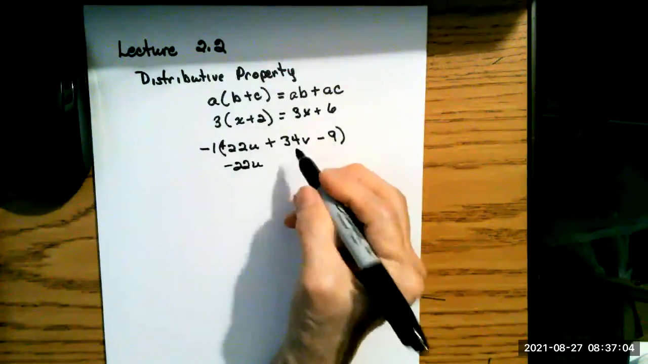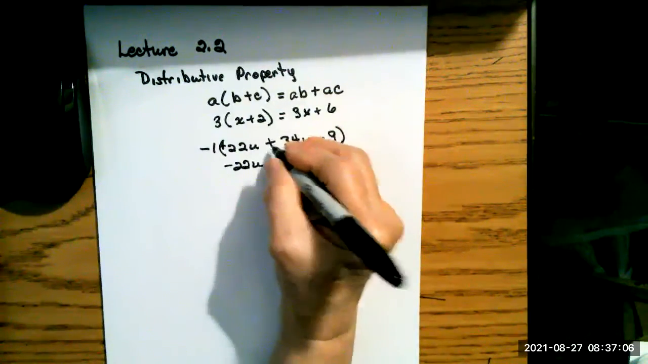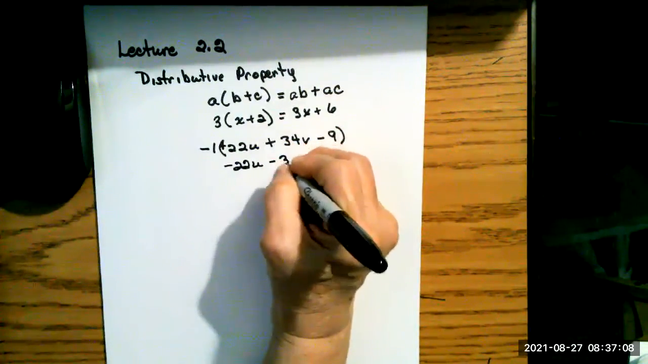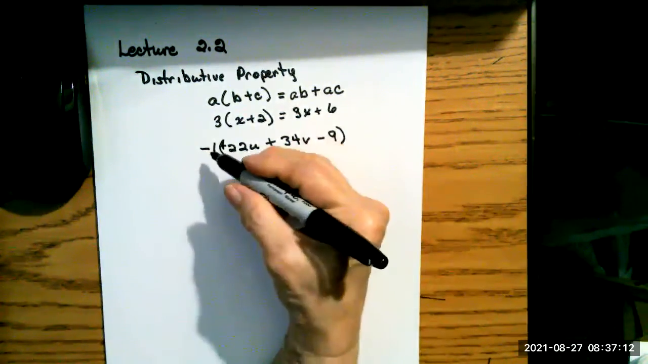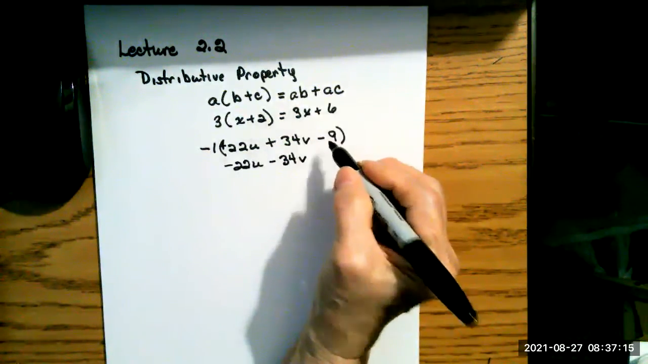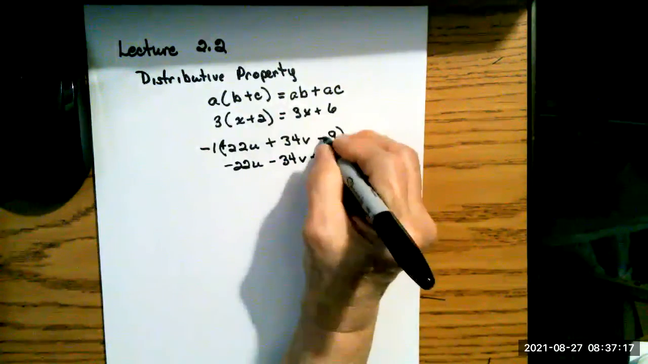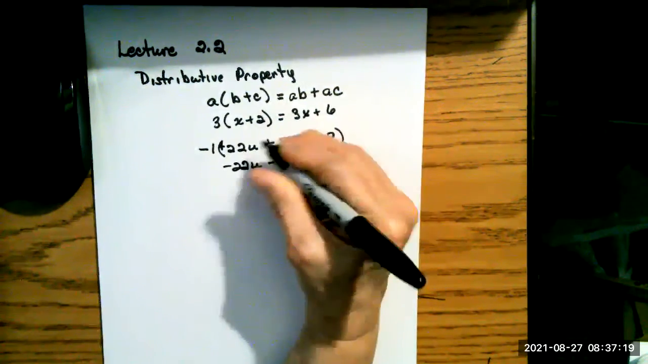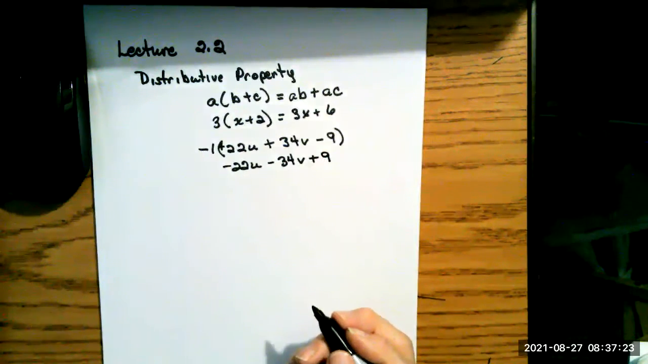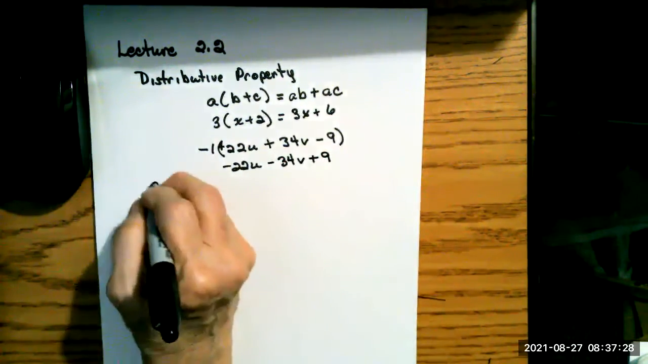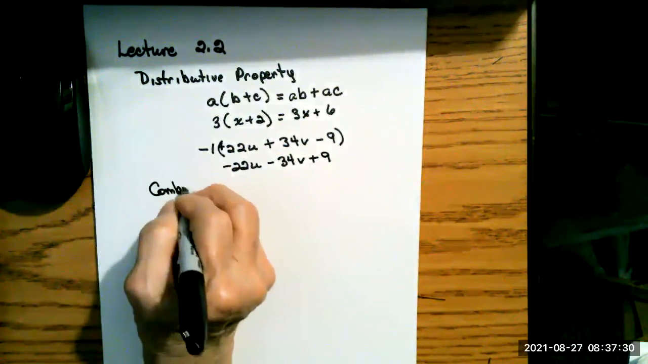The -1 times the positive 34 will change that plus to a negative. So then I have negative 34b. And then this negative times this negative will make a positive. It'll change this negative to a positive. 1 times 9 is 9. So that would be the answer. I can't combine any of those terms. There will be a section where we will be combining like terms.